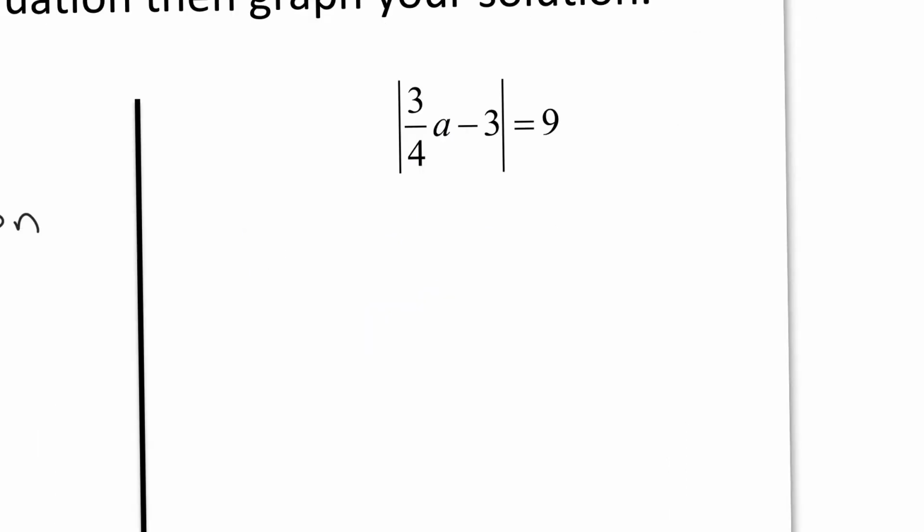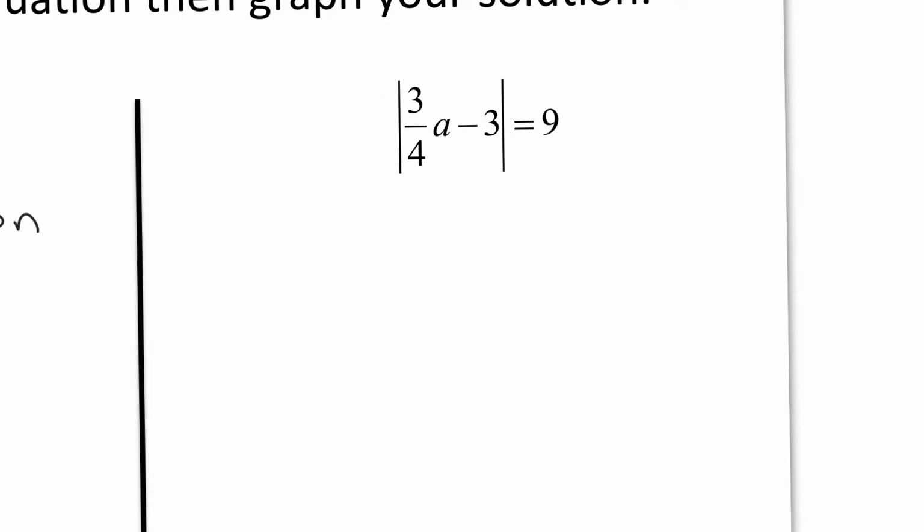And you guys can also have absolute values with fractions. You are solving linear equations when you make your two cases, and there might be fractions in those absolute values. Now you guys have to pay attention. So let's go ahead and look at the actual equation. The absolute value 3/4a minus 3 equals to 9. Now this 9 is positive, so we're fine. That's okay. We can actually find the answer for this one.